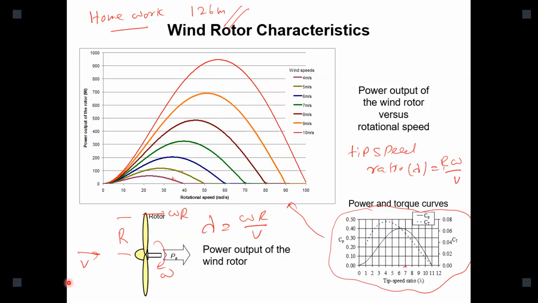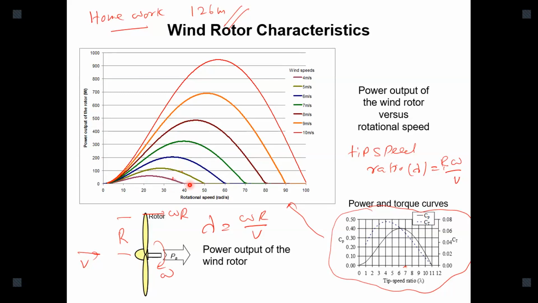Now, what is happening actually in the real world? In the real world, the wind speed is not constant. The wind speed is varying very quickly. If the wind speed varies from 6 meters per second to 7 meters per second, at 6 meters per second the wind rotor needs to rotate at around 35 radians per second. If the wind speed varies to 7, it should be around 42 radians per second. Now you can understand that with the variation of wind speed, the rotational speed also should be varied.